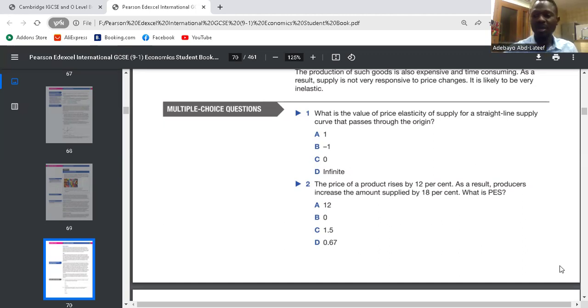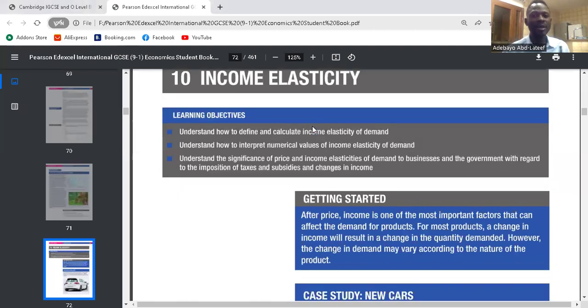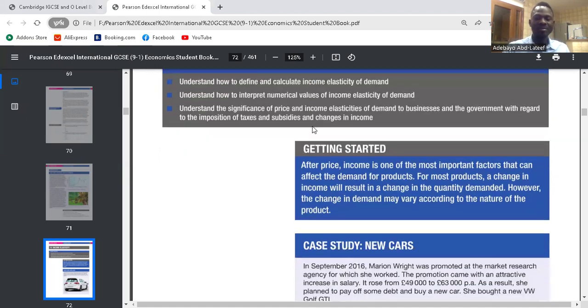So we're done with that chapter, right? We'll move on to the next chapter. So we go to income elasticity. For income elasticity, we're talking about a change as a result of a change in the level of income that brings about more consumption. Do you get the point here? So let's go down and say.